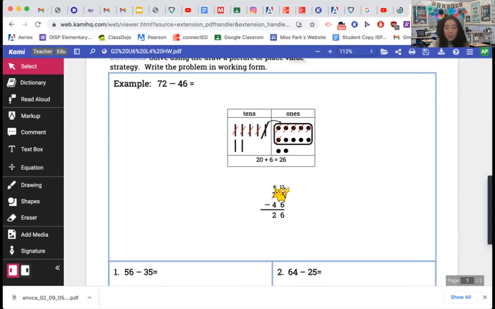They took away one of the 10 so that there's now only 6. They added 10 to 2, so there's 12. 12 minus 6 equals 6. 6 minus 4 equals 2.